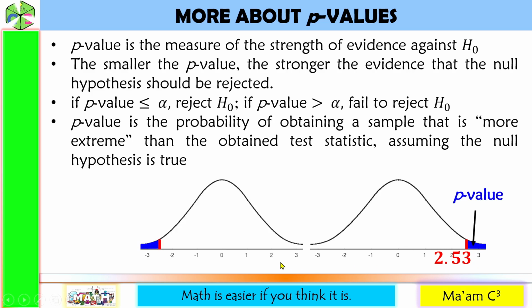If it is a left-tailed test like this one, and this is the computed value, the more extreme values are to the left of it. So this is the p-value that we are looking for.